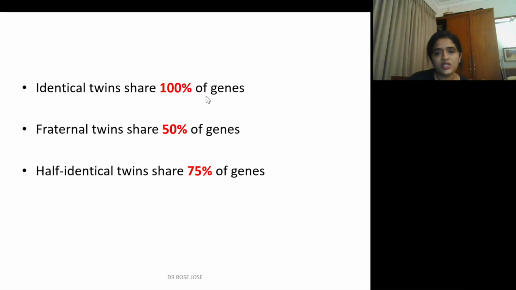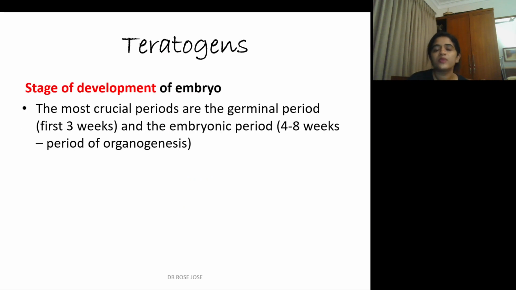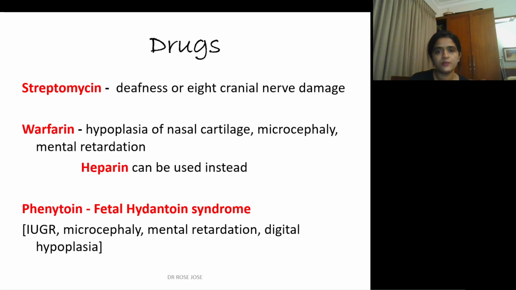Identical twins, it is said that they share 100% of genes. Fraternal twins share 50% of genes, and half identical twins, as in the case of polar bodies, share 75% of the genes. Coming to the teratogens, they are important according to the time of exposure. Regarding the stage of development of the embryo, the most crucial periods are the germinal period, that is the first 3 weeks, and the embryonic period, that is 4 to 8 weeks, considered the period of organogenesis.